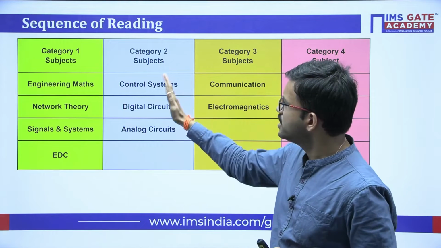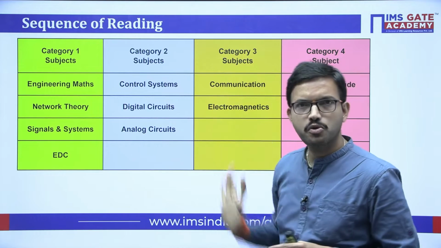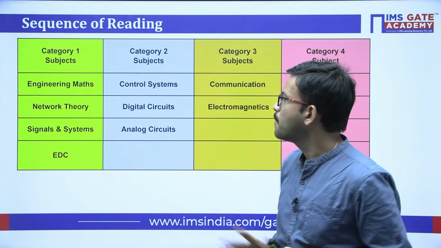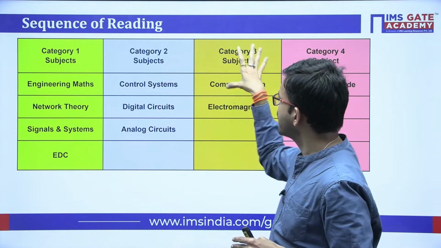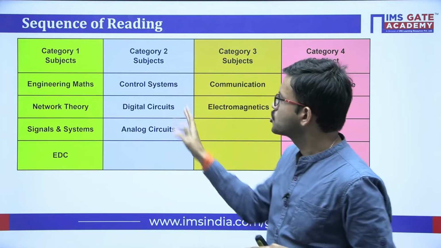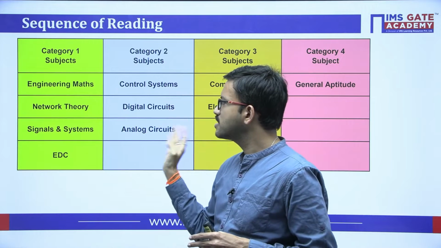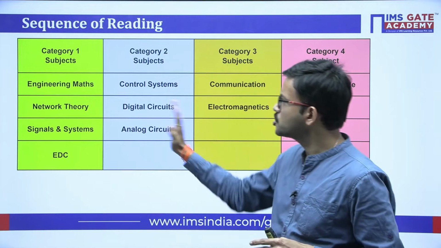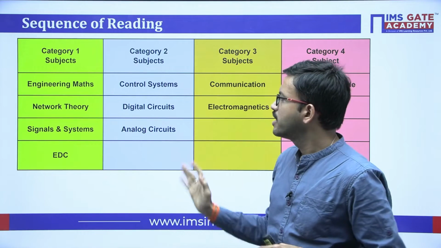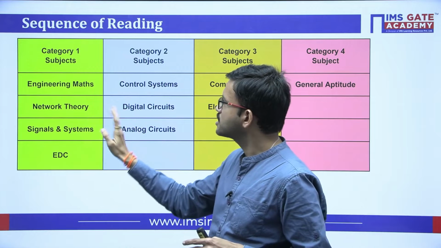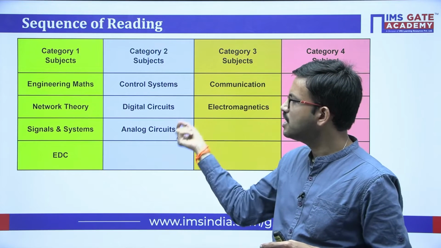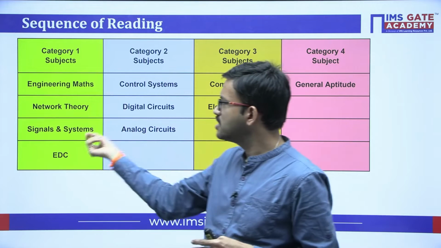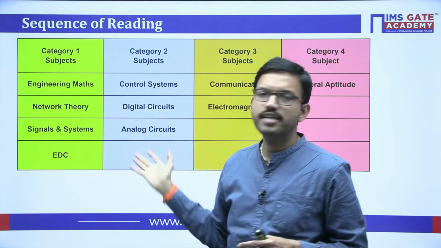Category 2 and category 3 are both core subjects with respect to your ECE branch, but here I have kept category 2 subjects and category 3 subjects. Here you can observe control systems, digital circuits, analog circuits. In general, most students feel comfortable with them. Whoever is strong on signals can easily attempt the control system questions. In fact, control systems, digital, analog, signals, network, all these subjects are scoring subjects.